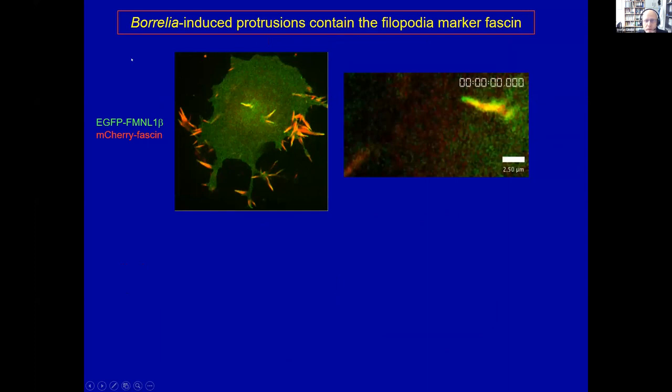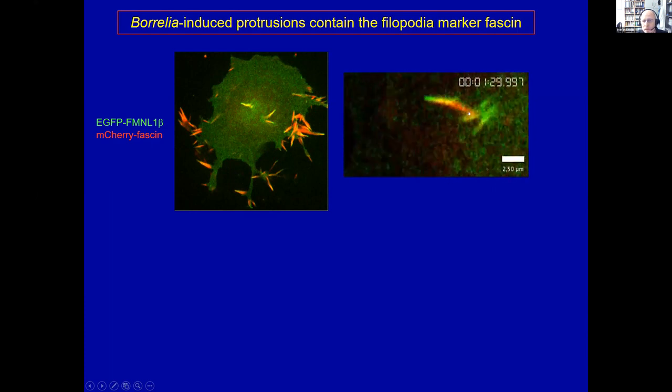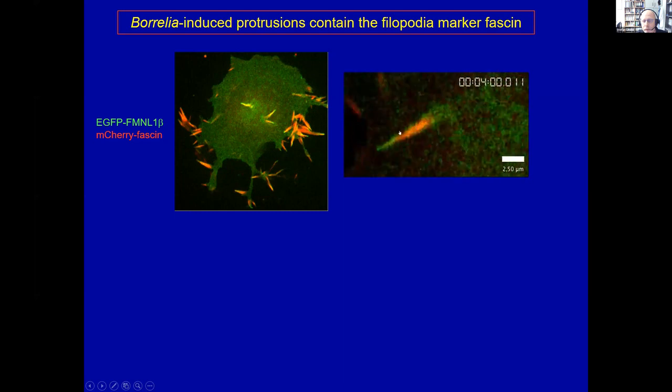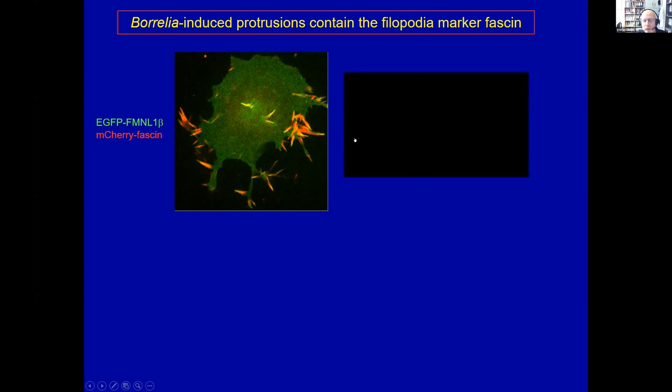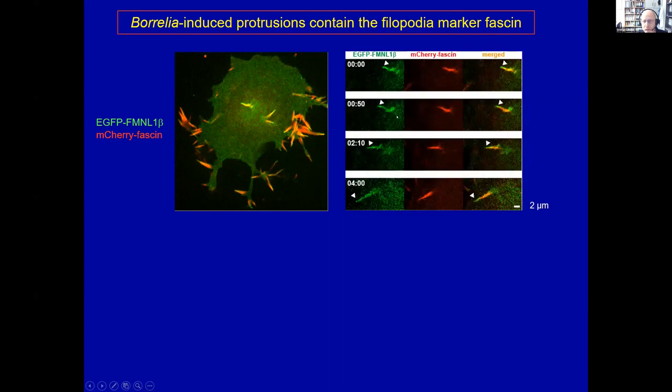A similar theme emerges for FMNL1. However, it's differentially distributed compared to mDia1. So here again, you see a primary human macrophage. Here you have an expression of fascin. Fascin is one of the actin bundling proteins in the cells, just to highlight the filopodia here in red. And here you see FMNL1, one of the isoforms called 1 beta. And this is a cell that has been stimulated by Borrelia. And you see that while the red filopodia are growing out, the FMNL1 comes with it. And this is better seen here in the gallery.